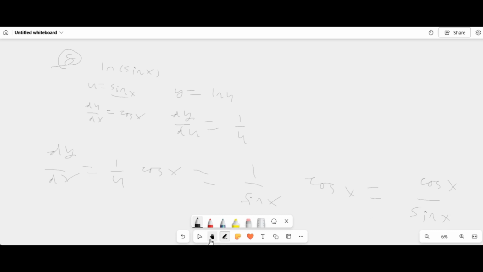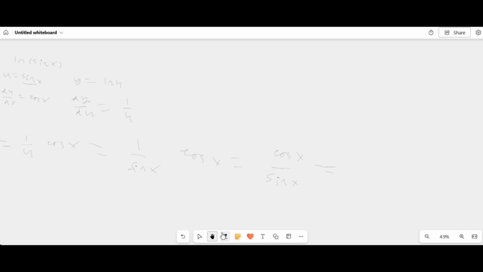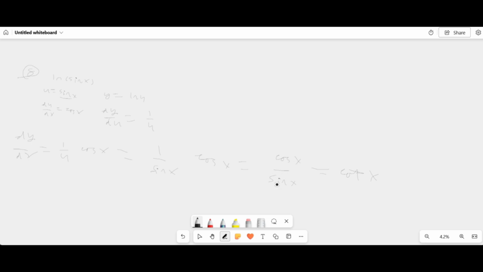And cos x over sine x, if you remember from the trigonometric identities, that's going to be cot x here, because sine over cos is tan, and then this is the inverse, so 1 over tan, so it's cot. Alright, calm.